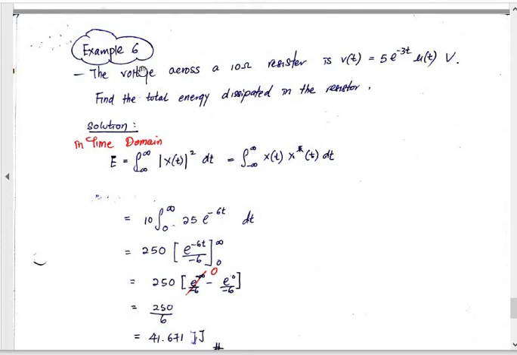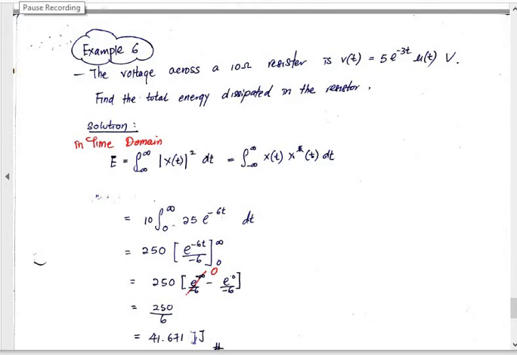Okay, the next example is like this. The voltage across the 10 ohm resistor is v of t equal to 5 exponent negative 3t u of t, and find the total energy dissipated in the resistor. Just now I already told you how to find the energy, either using the time domain or the frequency domain, right? So I show you the time domain first.